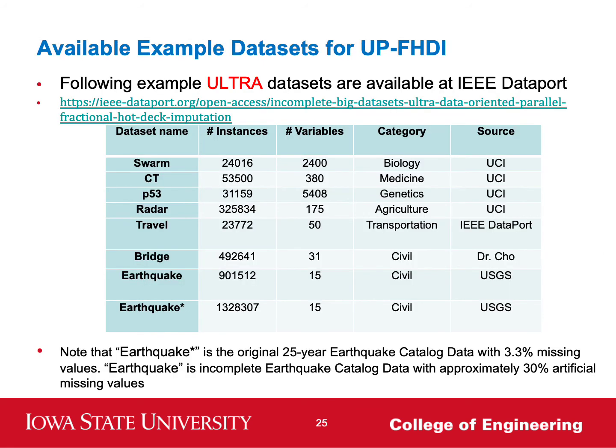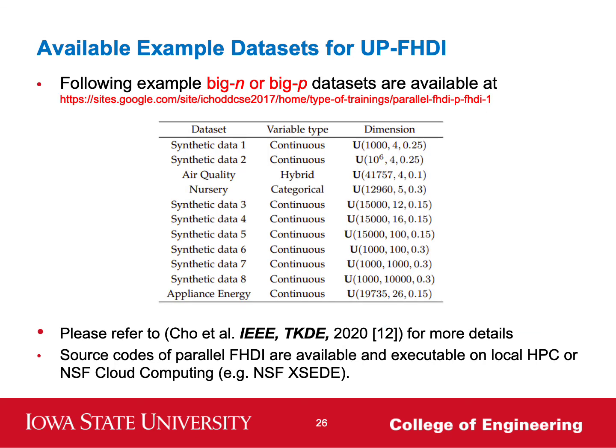For maximizing the research's broader impact, we share all the ultra data sets in this IEEE DataPort. You can download it, but it's very big, very large. Separately, big N or big P data sets may also be interesting to you, so we also share those on this website. You can download them. All these theories are available, and all the parallel programs. The serial program is already in the CRAN environment, but the parallel program is available to download and compile on the NSF Exit or local HPC. Please contact me if you have any difficulty with compiling.